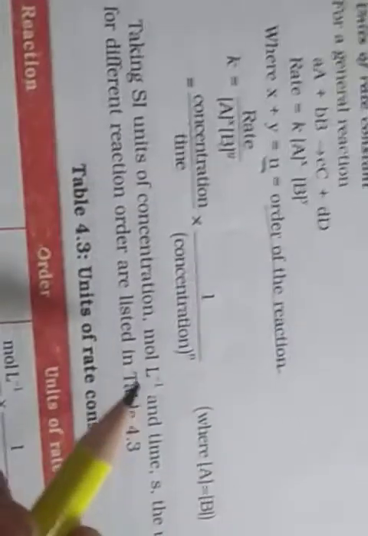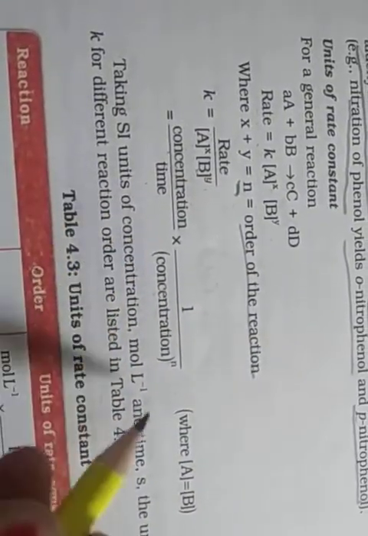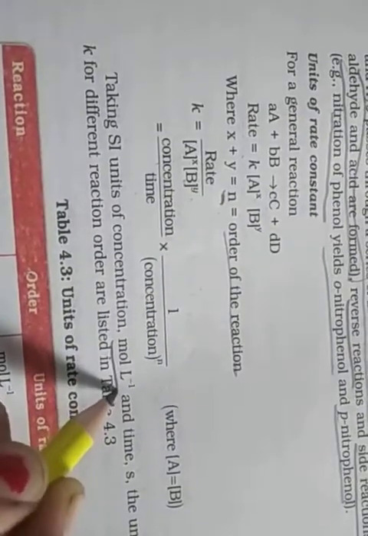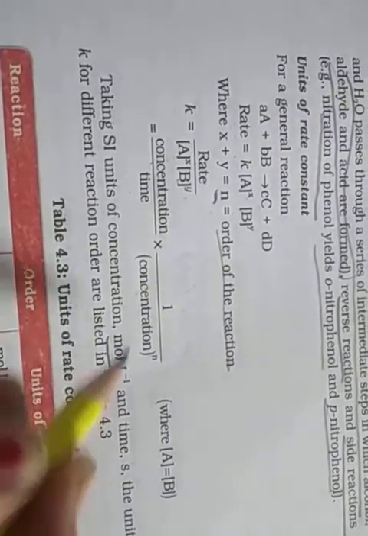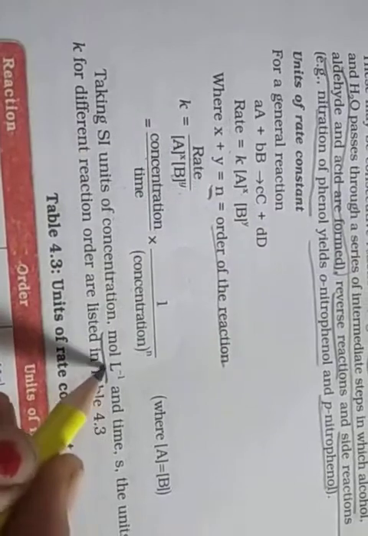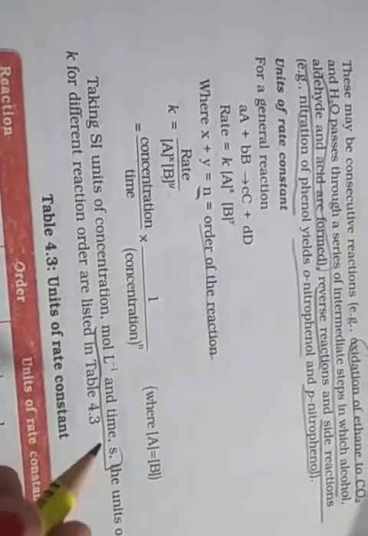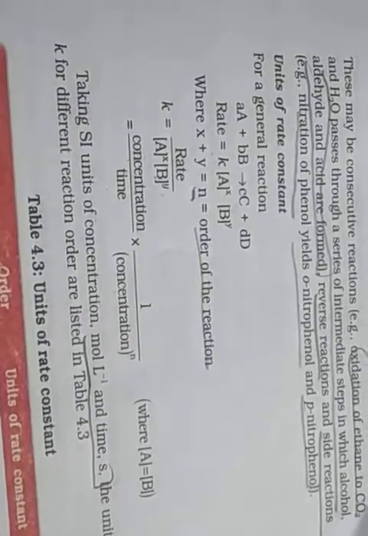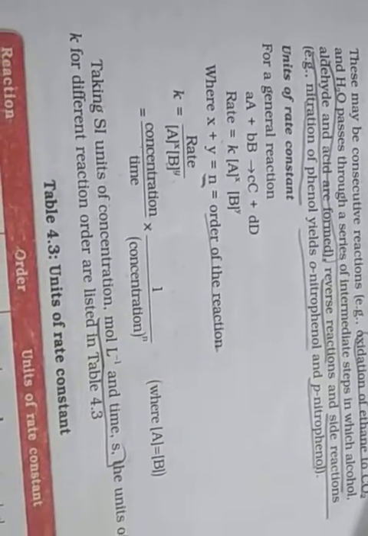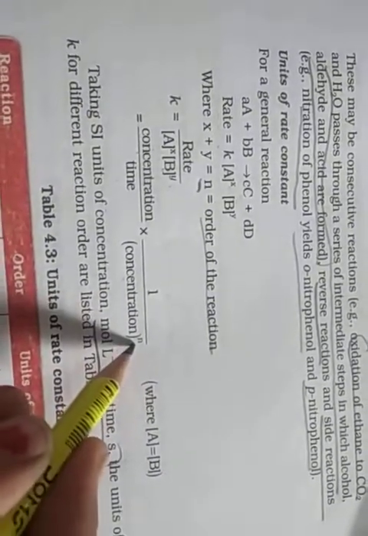So the SI unit of the concentration is mole per liter, that is mole liter inverse, and time in seconds. So the unit is mole liter inverse second inverse, here given with power of the order of the reaction.